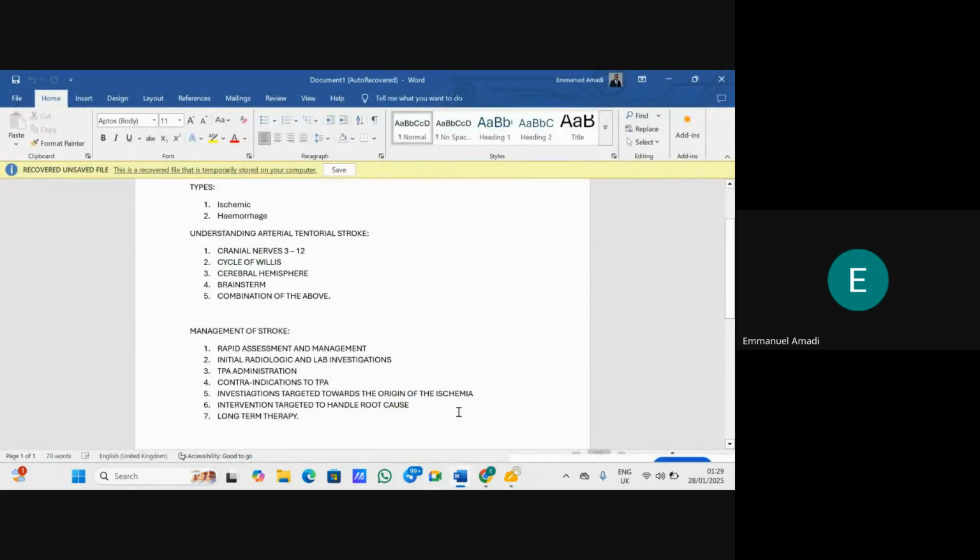So at this point in time, we have been able to play around with the arterial territorial stroke. Now, let us look at how you're going to manage stroke. This is the next thing we're going to look at. So let's look at the rapid assessment and management. We look at the initial radiologic and lab investigation. We look at administration of TPA.